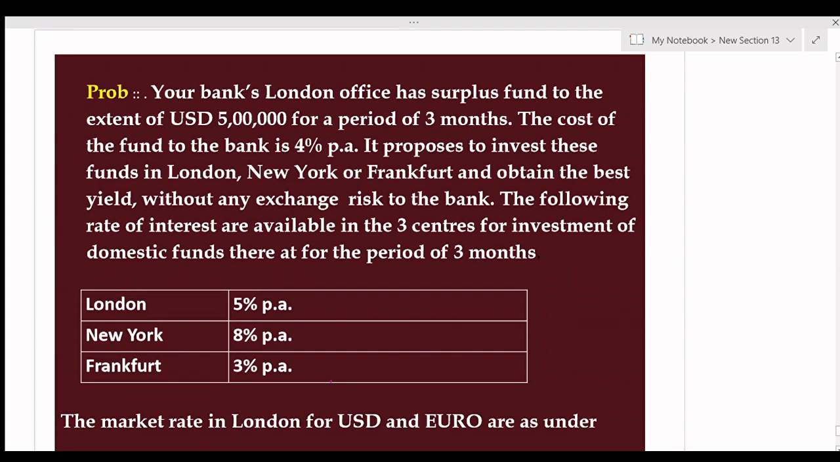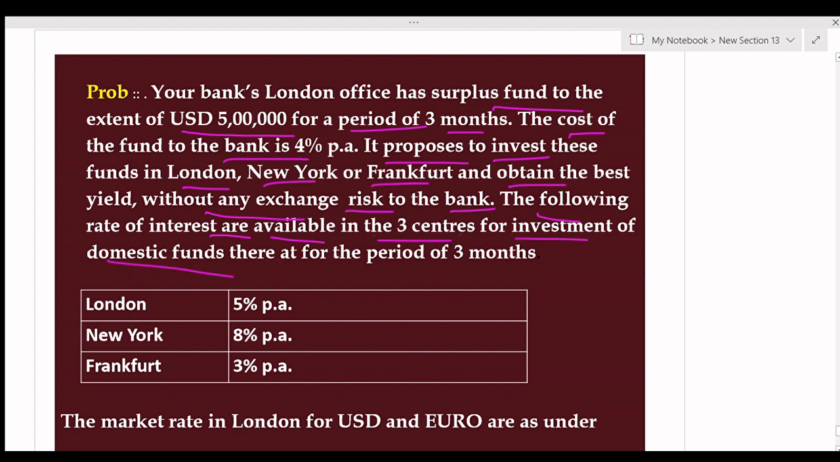Next problem. Your bank's London office has surplus fund to the extent of USD 5 lakh for a period of 3 months. The cost of fund to the bank is 4% per annum. It proposes to invest this fund in London, New York, Frankfurt and obtain the best yield without any exchange rate risks to the bank.